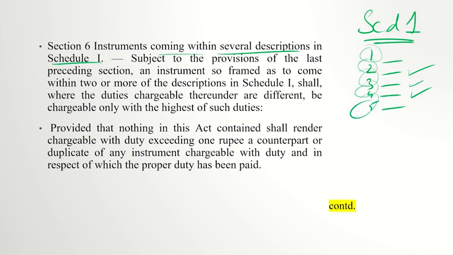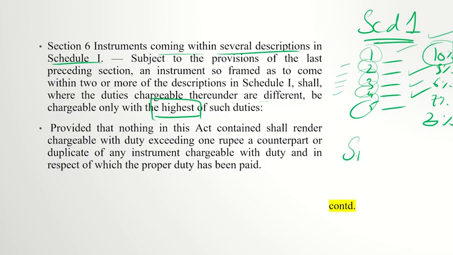At that time what we should understand is that an instrument so framed as to come within 2 or more descriptions shall, where the duties chargeable thereunder are different, be chargeable only with the highest of the duties. Suppose for point number 1 it is 10%, for point number 2 it is 8%, for point number 3 it is 6%, point number 4 it is 7%, and point number 5 it is 3%. I have to pay only 10% if it is coming under point number 1. If it is coming under 2 to 3 and it's confusing, then pay the stamp duty of the highest.